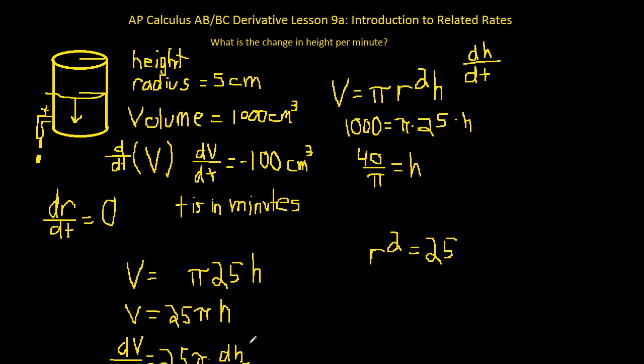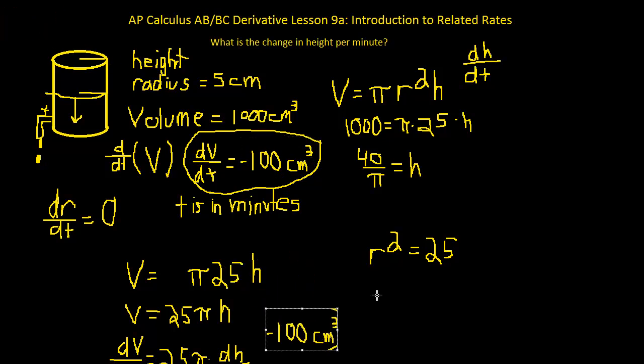And so now that we know this, let's go ahead and take the information that we have and plug it in. Now we know this is true. This is given to us. dv dt is negative 100 centimeters cubed. So let's take that. Let's clean this up a little bit. We have negative 100 centimeters cubed equals 25 pi times dh dt.